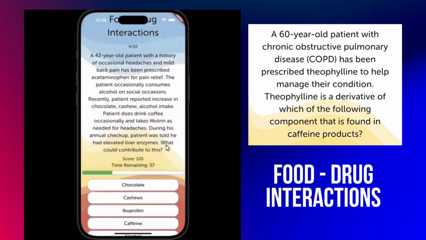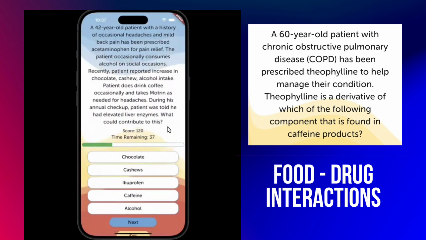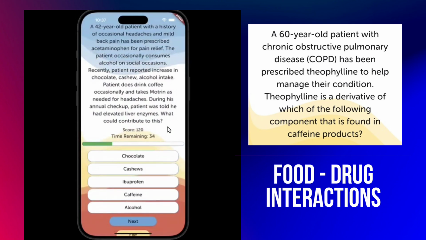A 42-year-old patient with a history of occasional headaches and mild back pain has been prescribed acetaminophen for pain relief. The patient occasionally consumes alcohol. Recently, the patient reported an increase in chocolate, cashew, and alcohol intake. The patient does drink coffee occasionally and takes Motrin as needed for headaches. During his annual checkup, the patient was told he had elevated liver enzymes. What could contribute to this?